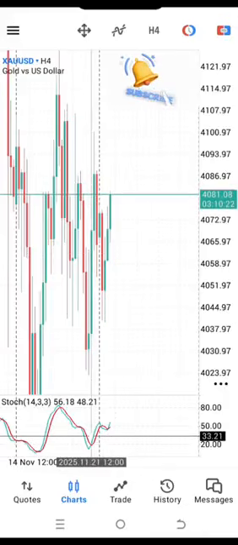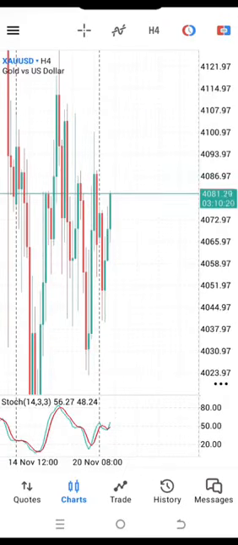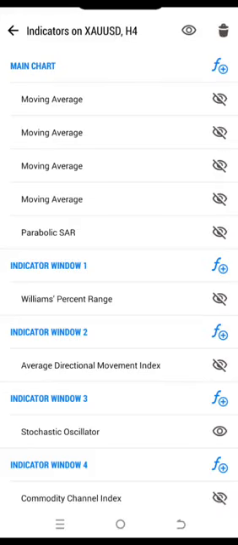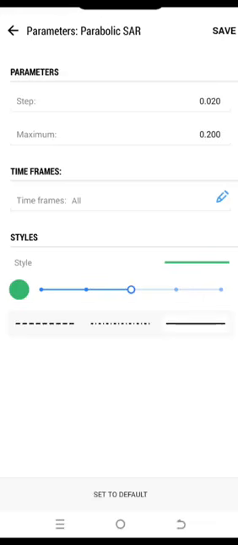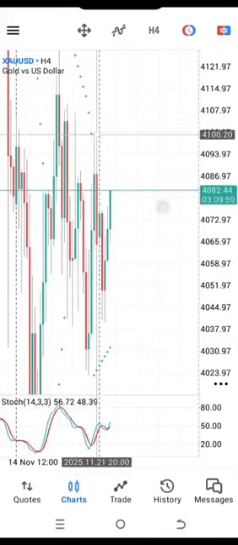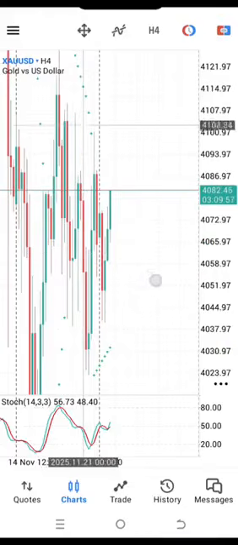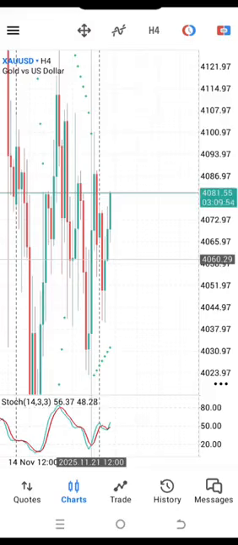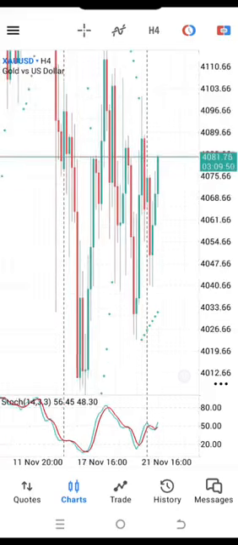And I'm going to be working with another indicator which we call the parabolic SAR. So let's add that to the chart. Now this is the parabolic SAR. We're working with a step 0.02 and maximum 0.2. These are the default settings. The dots you see imprinted on the chart are what we call the parabolic SAR.